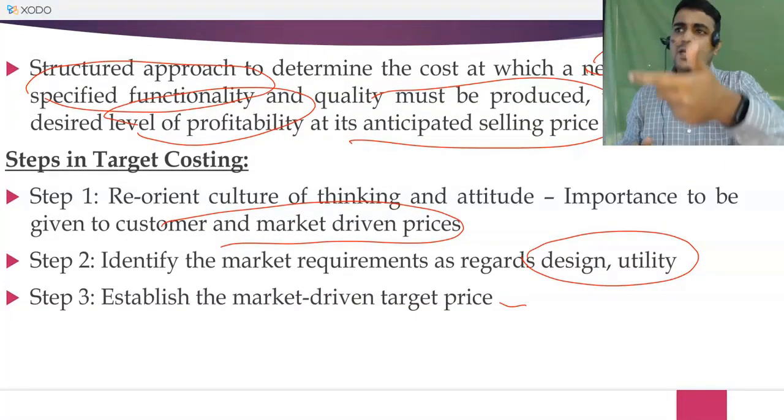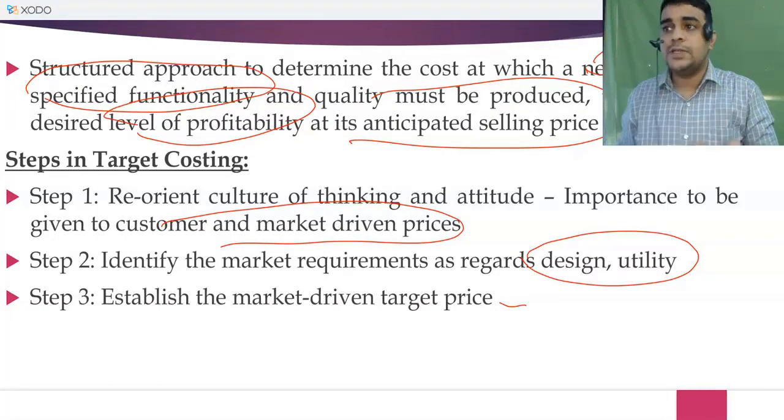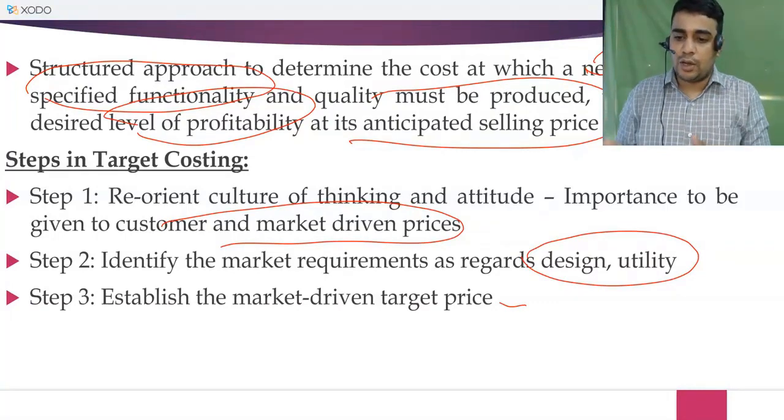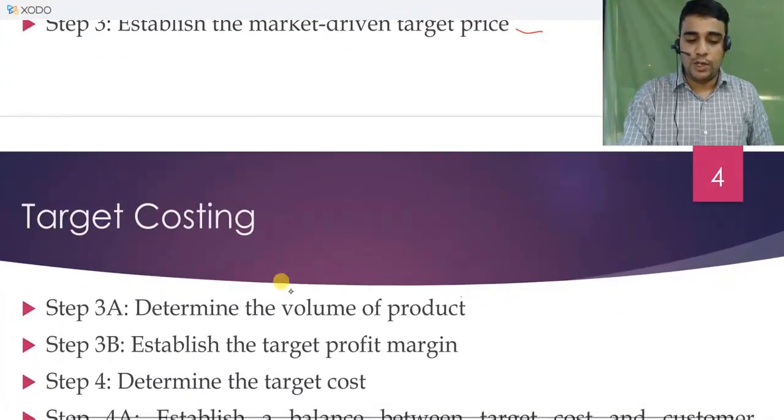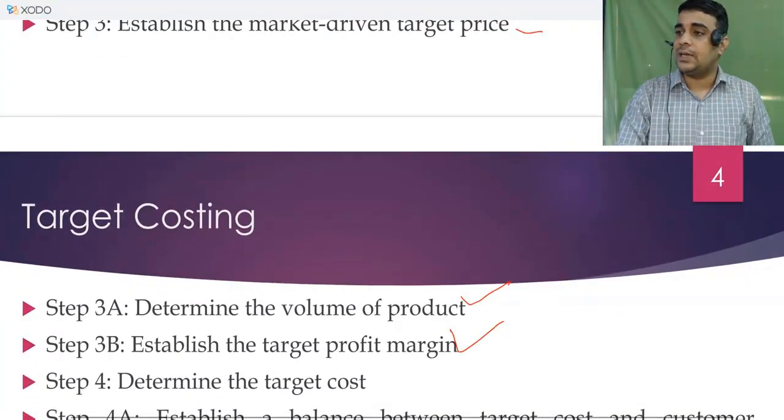Once the price is determined, you will now have to come to the profit angle. How much profit do you want? I think they not only talk about profit, they're also talking about how much volume you need to sell. Determine the volume of the product, establish the target profit margin.